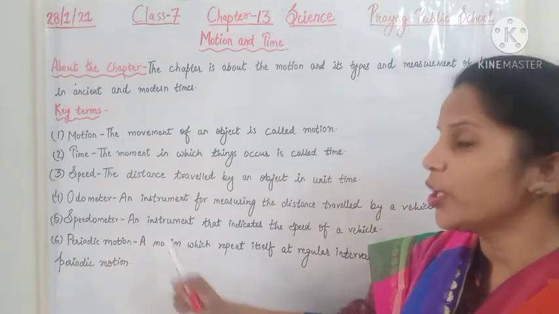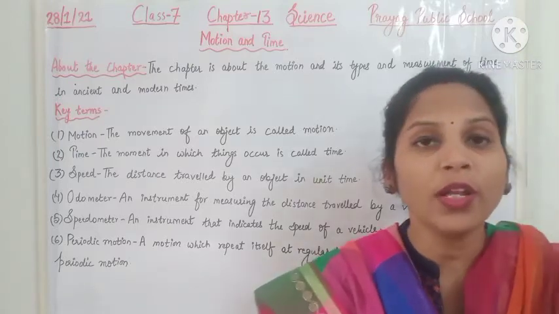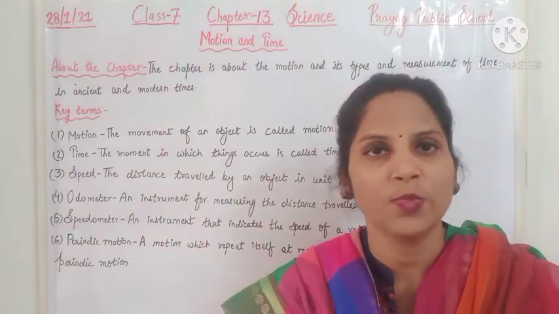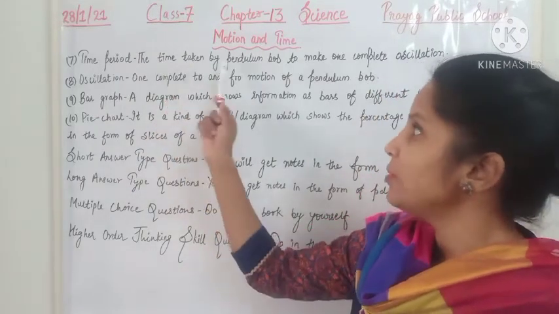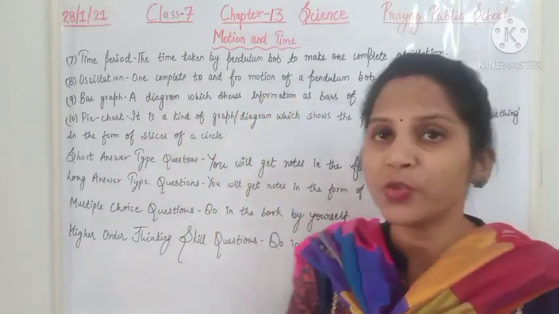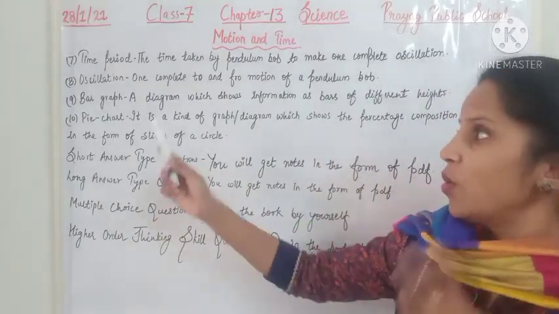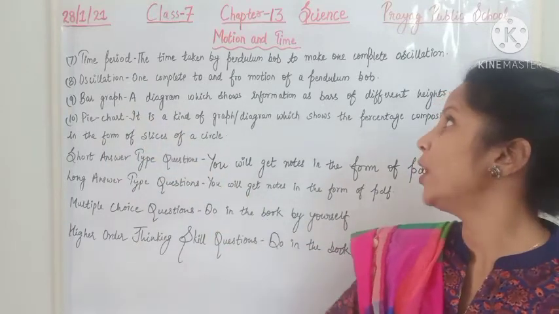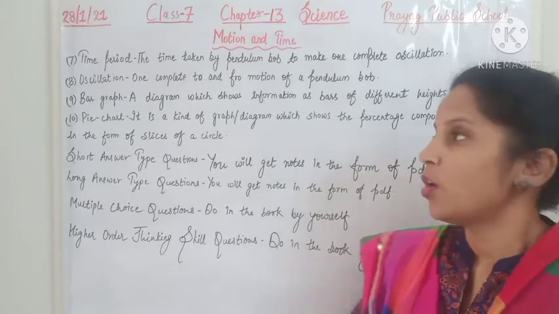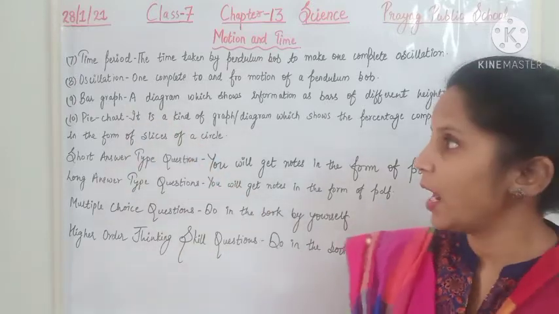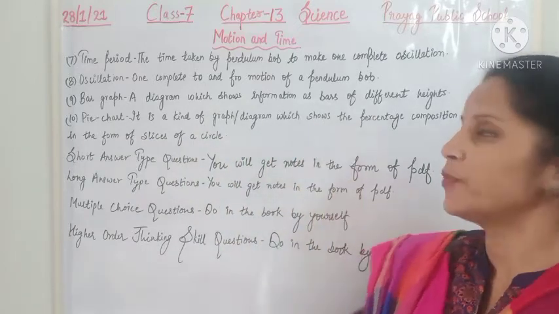Now periodic motion, a motion which repeats itself at a regular interval of time is called periodic motion. Time period, the time taken by a pendulum bob to complete one oscillation is called time period, right? Now, oscillation. One complete to and fro motion of a pendulum bob is called oscillation, okay? And the next one is bar graph, a diagram which shows information as bars of different heights.